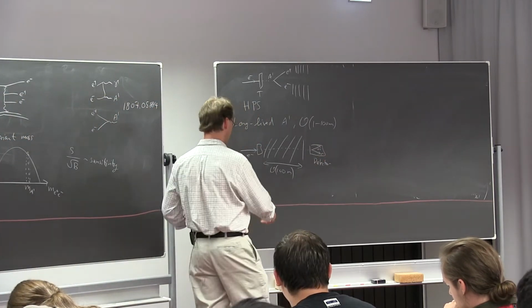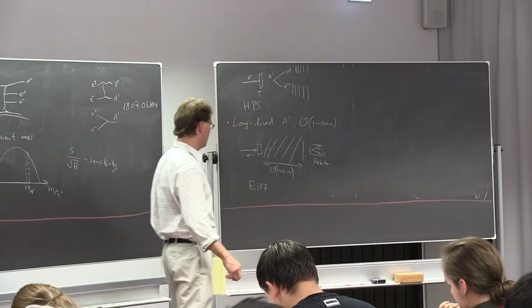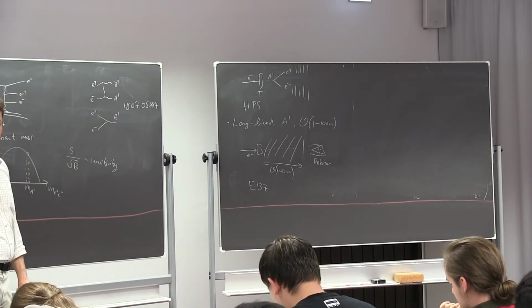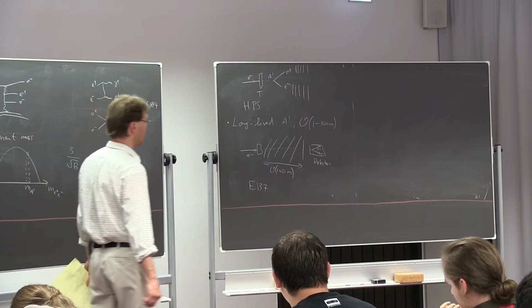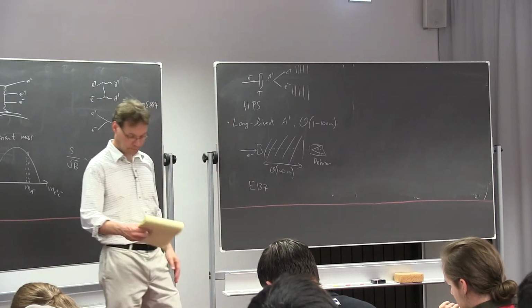But there was an experiment that was done at SLAC in the 1980s called E137, where essentially, they didn't look for dark photons. Dark photons weren't popular back then. They looked for axions. But they were sensitive to dark photons as well.